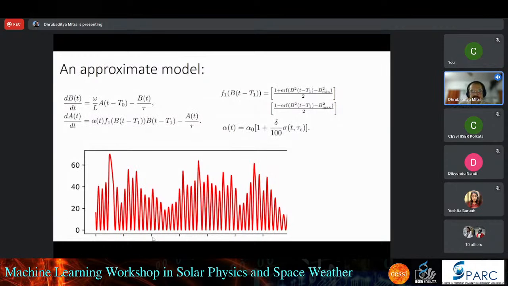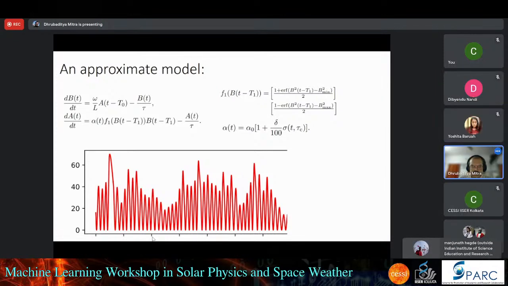So we start with a model. This is a model that Dibendu and one of his students wrote down some point back. For those who are somewhat familiar with Dynamo, this is not a strange model. When you try to describe the magnetic field in a dynamo, you often start with the magnetic field B and the vector potential A.